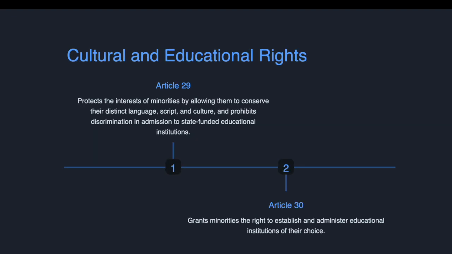Now, cultural and educational rights. Article 29 protects the interests of minorities by allowing them to conserve their distinct language, script, and culture, and prohibits discrimination in admission to state-funded educational institutions. Then there is Article 30, which grants minorities the right to establish and administer educational institutions of their choice.